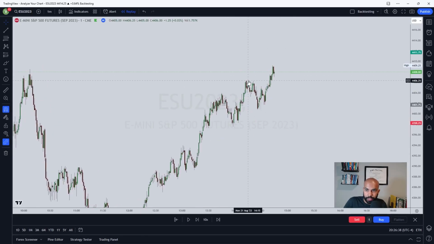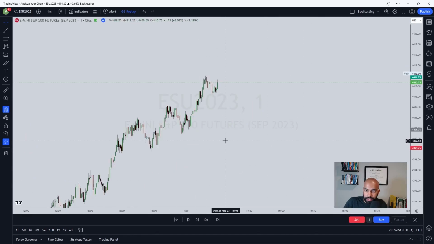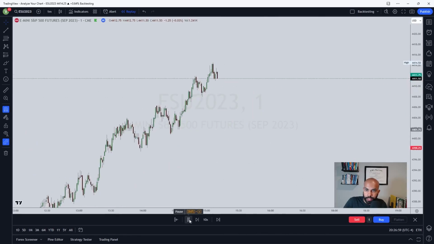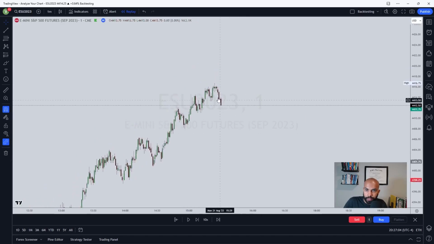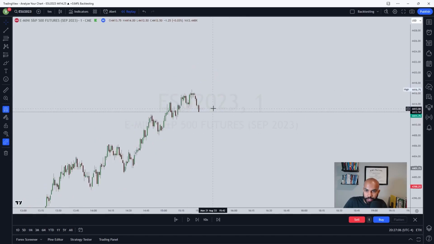Okay, so swept liquidity right here, continue going higher. It took out this liquidity here, so let's see how it reacts here. Okay, it wants to continue going higher. There's nothing here to trade. Okay, taking it out, another high. Okay, looks like a break of structure here. So there is a fair value gap right here.